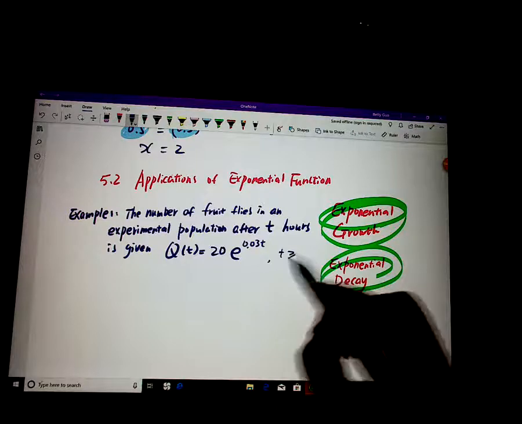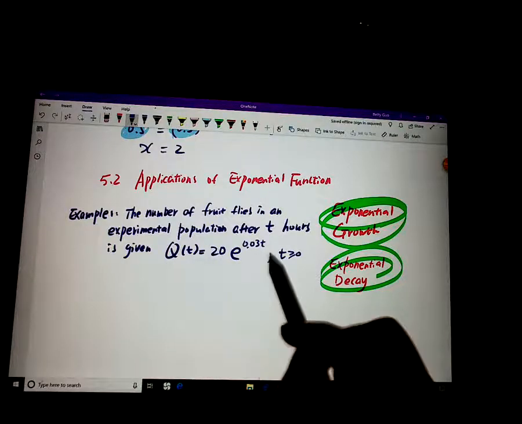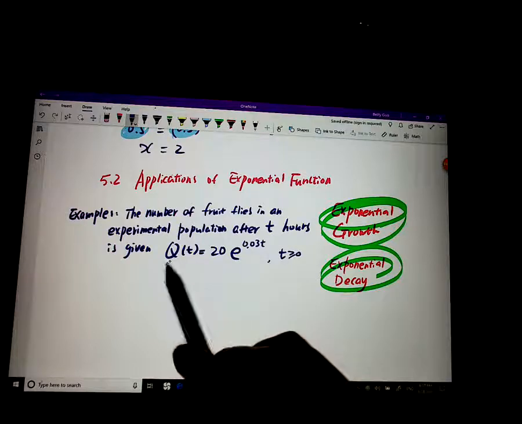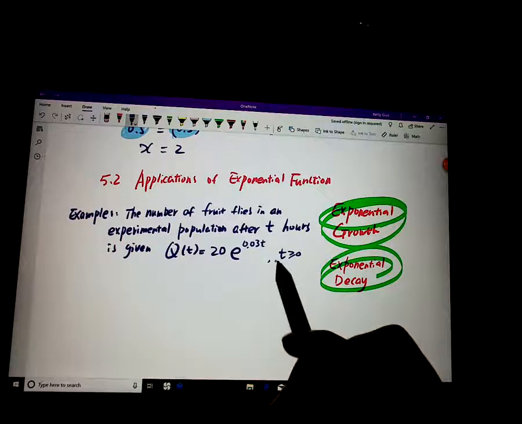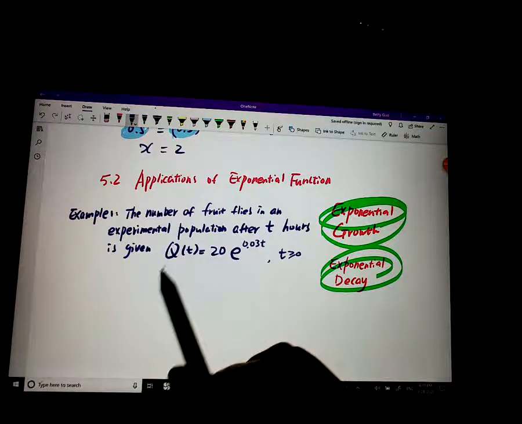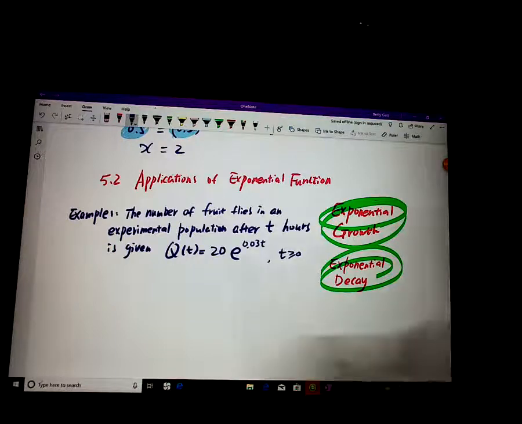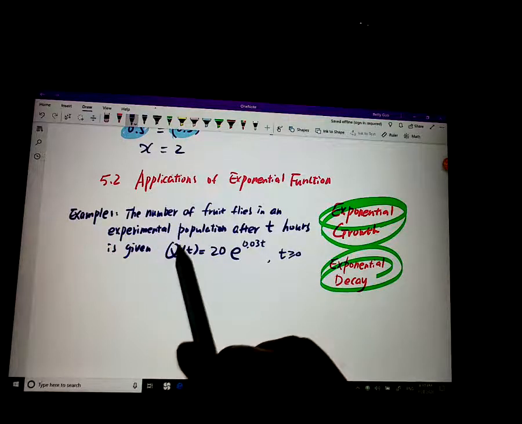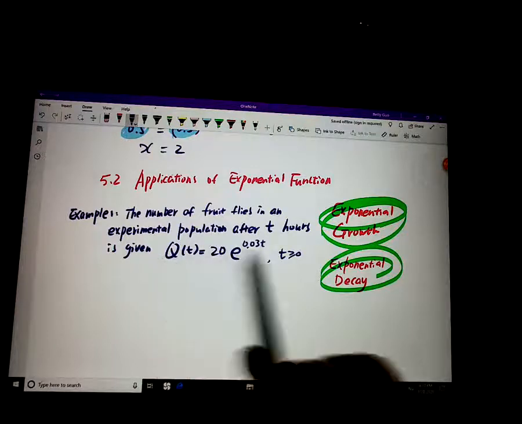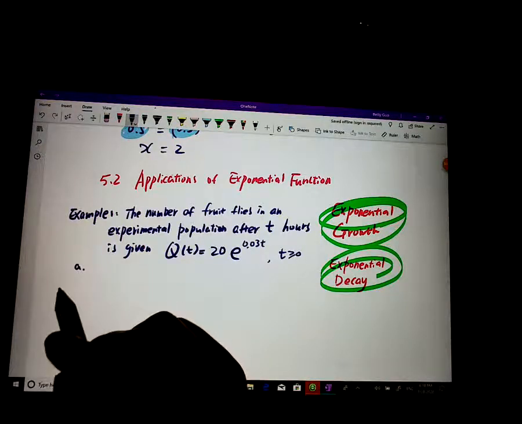T here is non-negative. T here is time. Time is never negative. We understand that, right? Look at Q of t. Independent variable t, dependent variable Q. T represents time. Q represents the population of the fruit flies. So the fruit flies are reproducing themselves, right? They have more and more over time. So the population of the fruit flies depends on the time. Does that make sense?